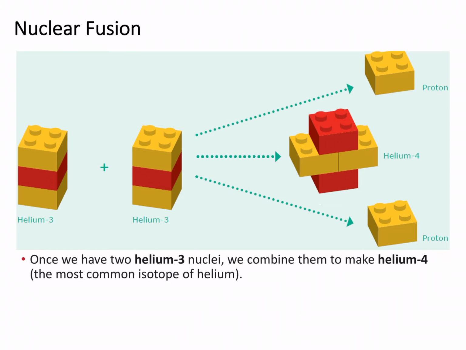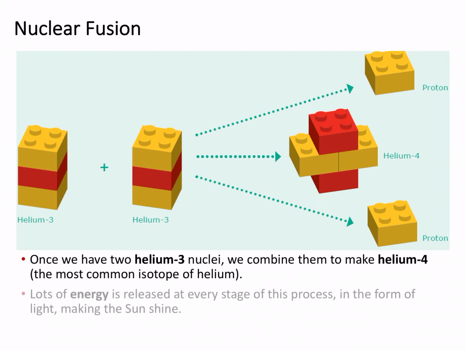Okay, depends on what we're going to make next. So if I've got two helium-3 nuclei, we can make helium-4, which is obviously normal helium, isn't it? Lots of energy is released at every stage. Okay, and this is normally in the form of, it's not light energy, is it? But we are releasing energy, it's being transferred in the form of light. Okay, it's actually technically kinetic energy, isn't it? Because we were seeing the movement.